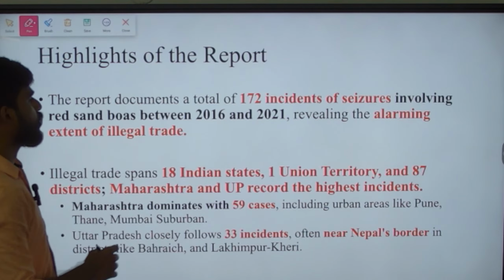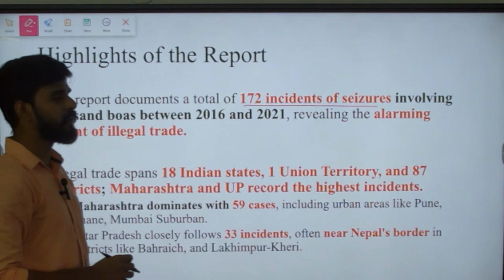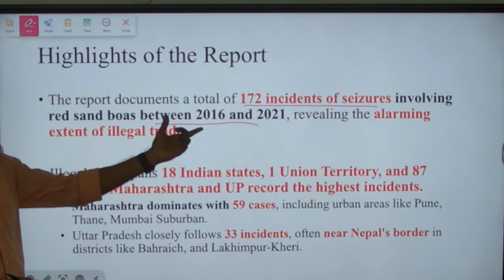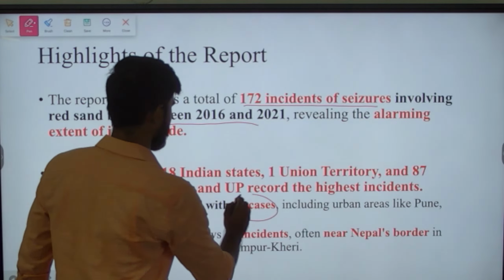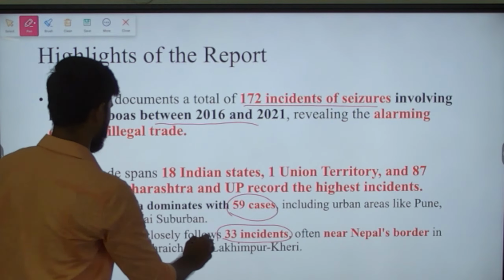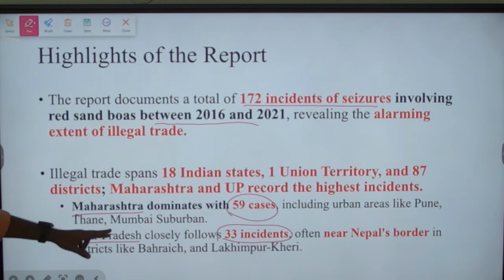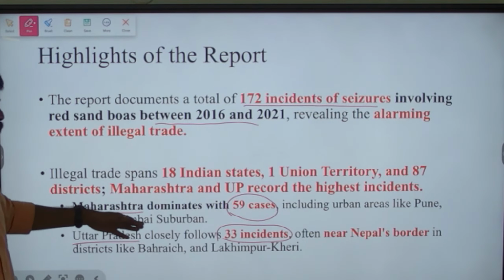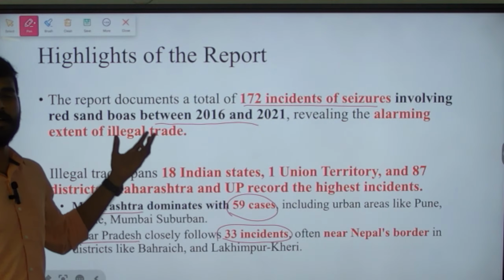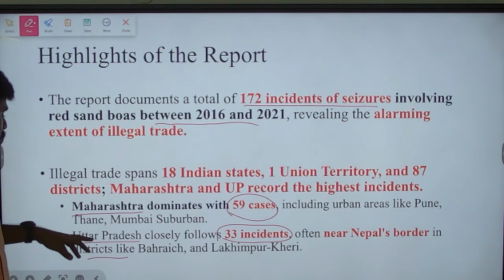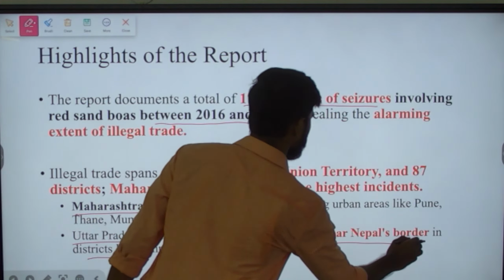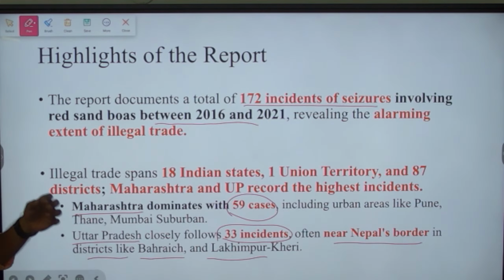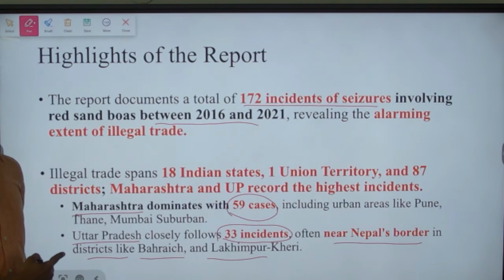So the report says that 172 incidents of seizures involving red sand boa between 2016 and 2021 have taken place. Of these 172, 59 cases are from Maharashtra alone, and 33 cases are from Uttar Pradesh. So these two states rank 1 and 2 in the highest number of cases. Even in urban areas of Maharashtra like Thane, Mumbai suburban areas, and Pune, they are illegally traded. In Uttar Pradesh, it is those districts on Nepal's border like Bahraich and Lakhimpur Kheri. These districts are notable for illegal trade of red sand boa.